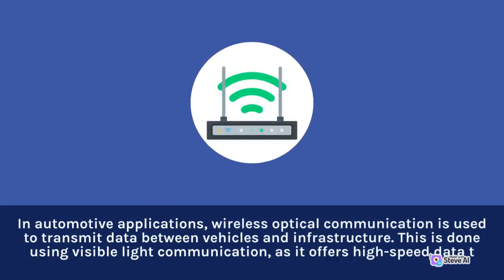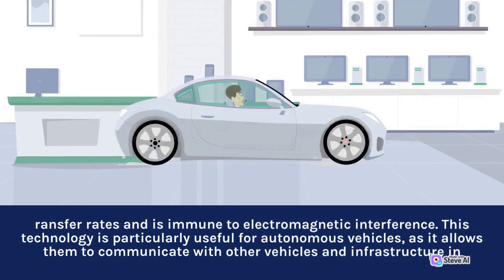In automotive applications, wireless optical communication is used to transmit data between vehicles and infrastructure. This is done using visible light communication, as it offers high-speed data transfer rates and is immune to electromagnetic interference. This technology is particularly useful for autonomous vehicles, as it allows them to communicate with other vehicles and infrastructure in real time.